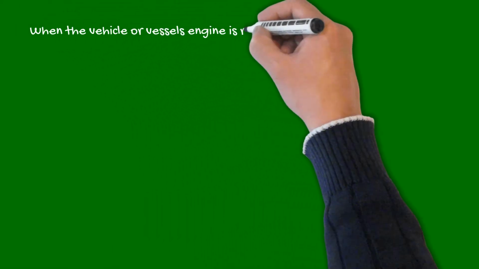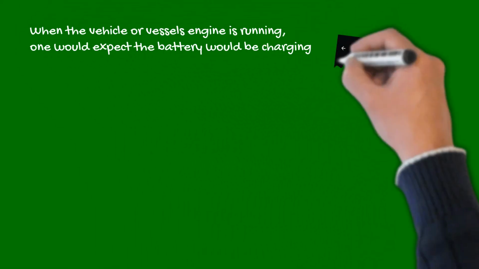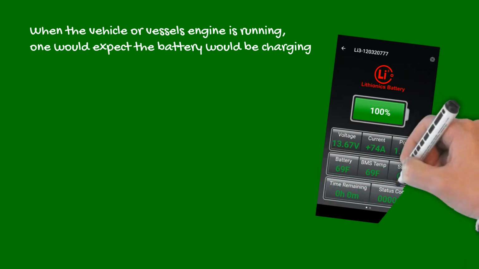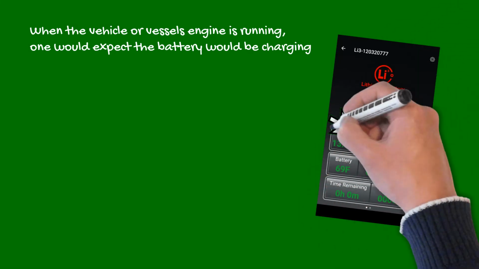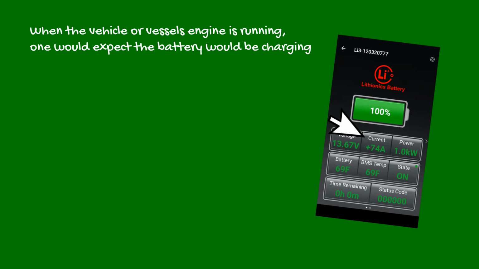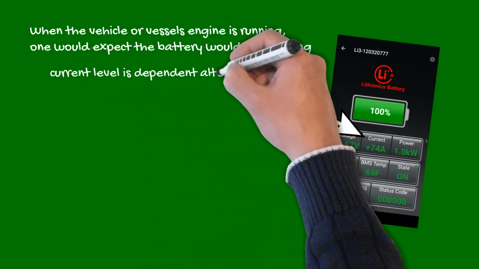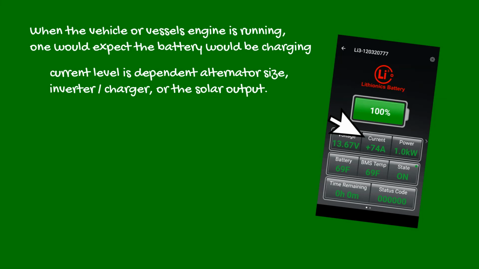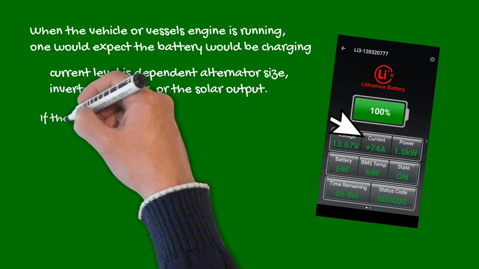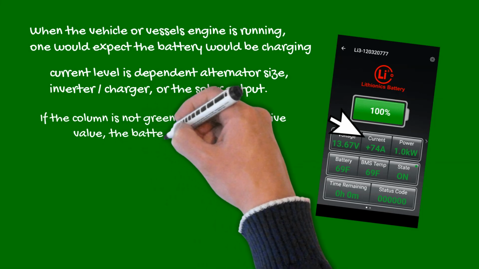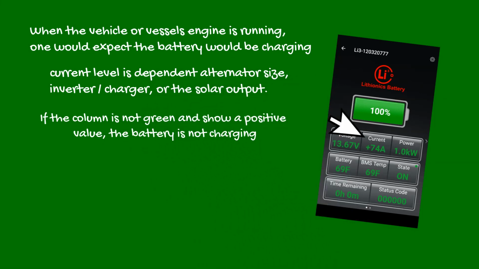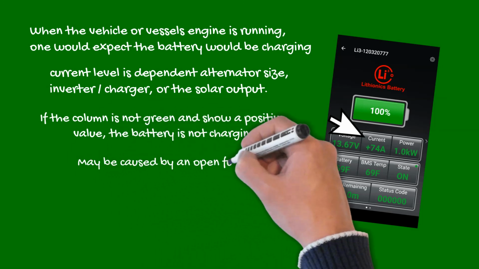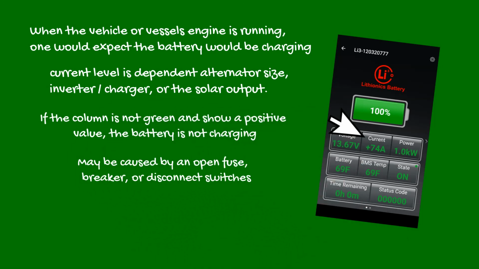When the vehicle or vessel's engine is running, one would expect the battery would be charging. However, to be 100% sure, look at your current value. The column must be green in color and show significant positive amperage. This current level is dependent on the alternator size, or inverter charger output when on the grid, or the solar panel's output. If the column is not green and shows a positive value, the battery is not charging, which may be caused by an open fuse, breaker, or disconnect switches.